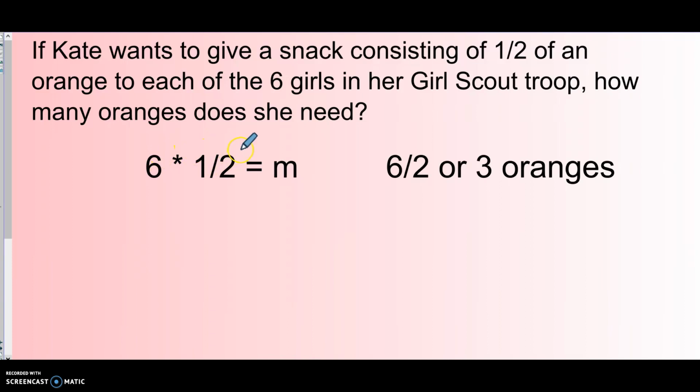If I do 6 times 1/2, I will get 6 halves. Since that's an improper fraction, let me figure out how many wholes I can get out of this. 2 halves make a whole. How many times can I make a whole here? 6 halves or 3 oranges. Tomorrow in class, we'll work more with multiples of unit fractions.